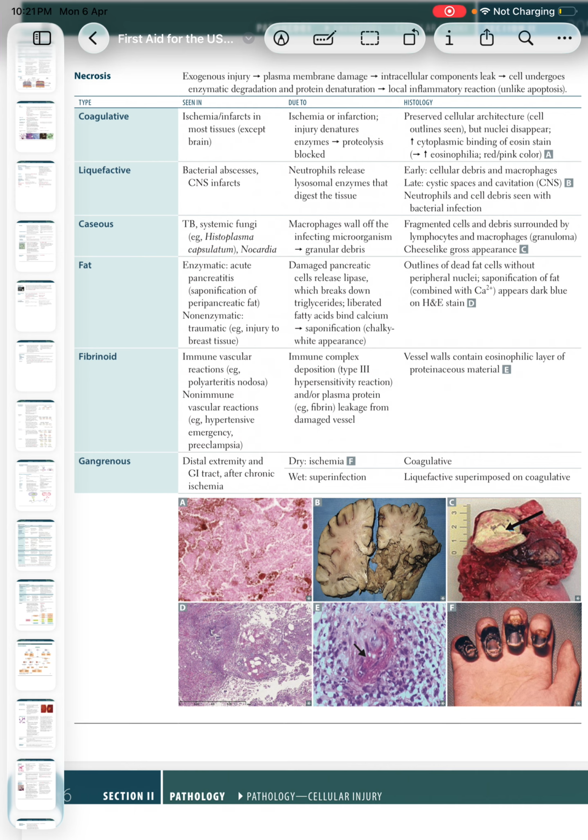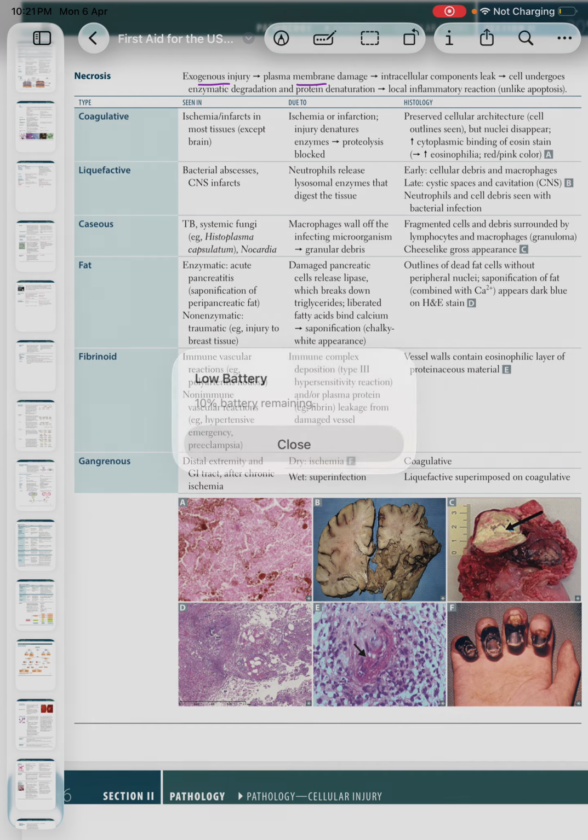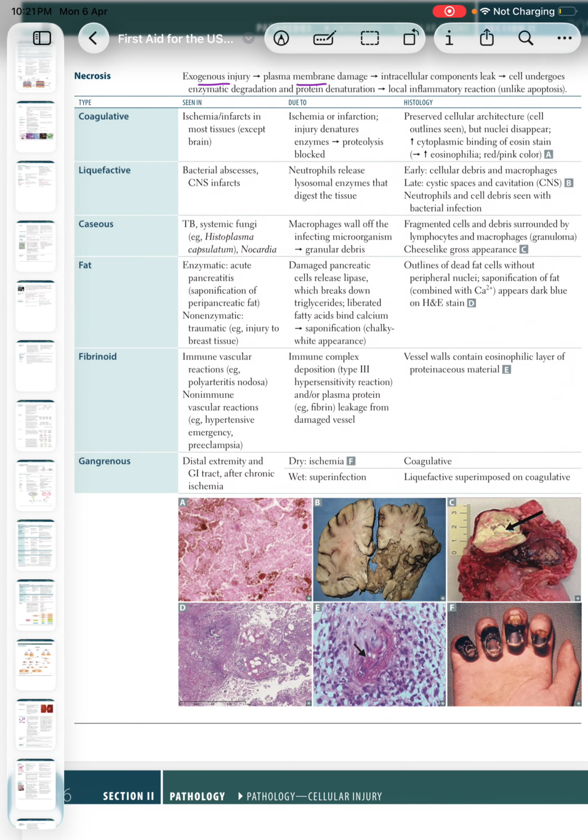So necrosis is exogenous injury in which the plasma membrane becomes damaged and the intracellular organelles of the cell start leaking, and the cell undergoes enzymatic degradation and protein denaturation. It is a local inflammatory reaction, unlike apoptosis. Apoptosis is a programmed cell death, while necrosis is a local inflammatory reaction. Now, the types of necrosis.